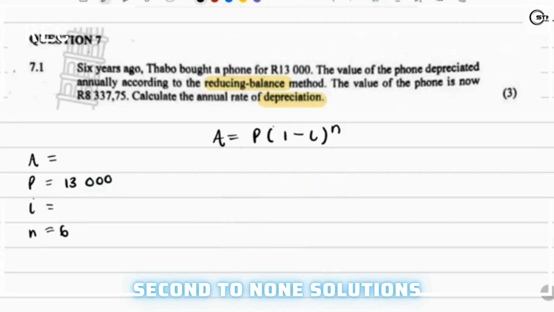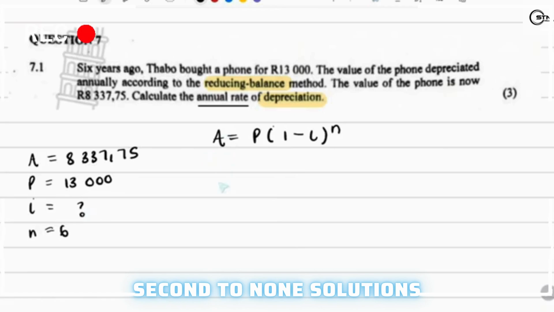And then the amount that you end off with is your A value, and that's 8,337.75. So you see the difference with this one? With depreciation, you will notice that your starting value would be more than your ending value. And then, of course, we are actually looking for i, which they tell us is an annual rate of depreciation. So it's not compounded in any way, it's just an annual depreciation.